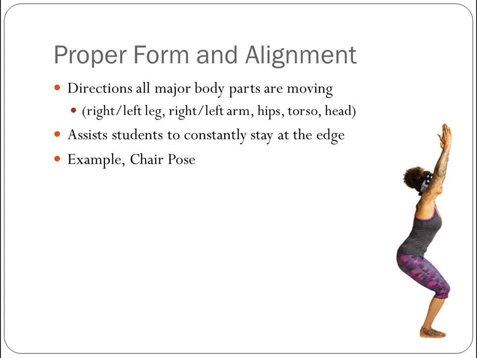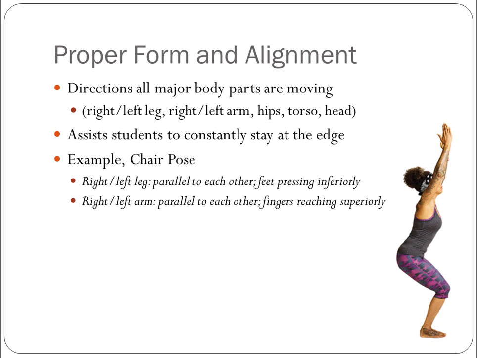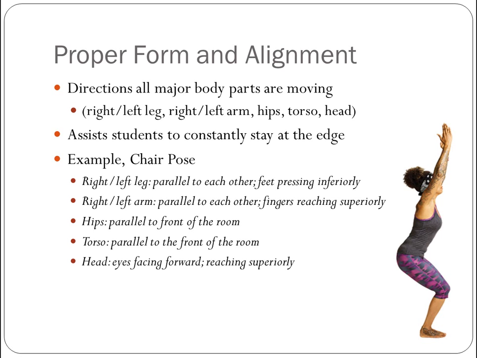Example of proper form and alignment for the chair pose. Right and left leg are parallel to each other. Feet are pressing inferiorly. Right and left arm are parallel to each other. Fingers are reaching superiorly. Hips and torso are parallel to the front of the room. Top of the head is reaching superiorly. Eyes facing forward.